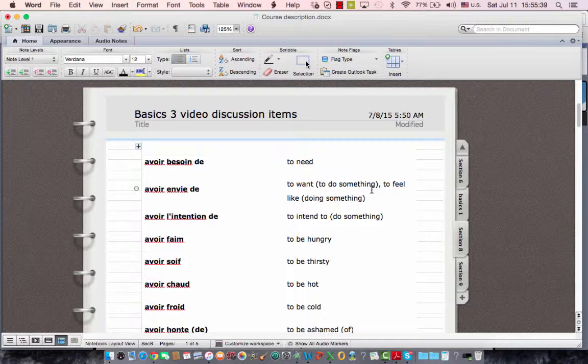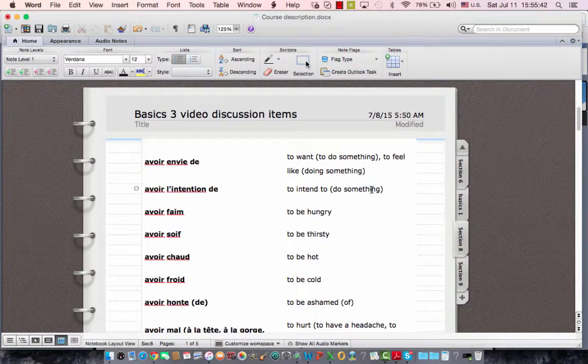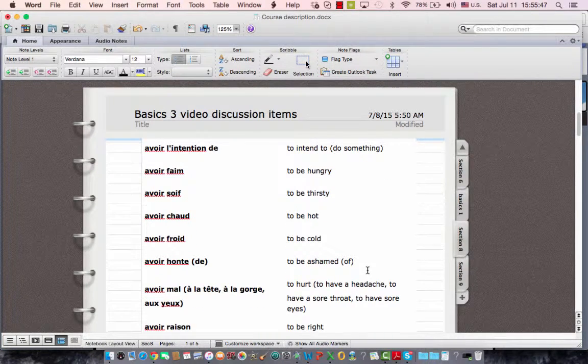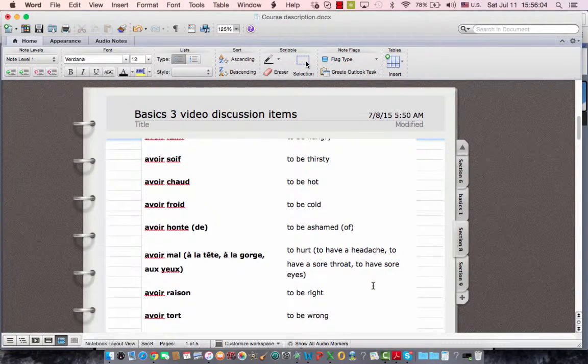Avoir chaud, to be hot. J'ai chaud, I'm hot. Avoir froid, to be cold. J'ai froid, I'm cold. Avoir honte de, to be ashamed. Say, I'm ashamed of my teacher. J'ai honte de mon professeur. Avoir mal, to hurt, and then usually it's followed by parts of the body. Avoir mal à la tête, avoir mal à la gorge, aux yeux, to have a headache, to have a sore throat. Avoir raison, to be right.